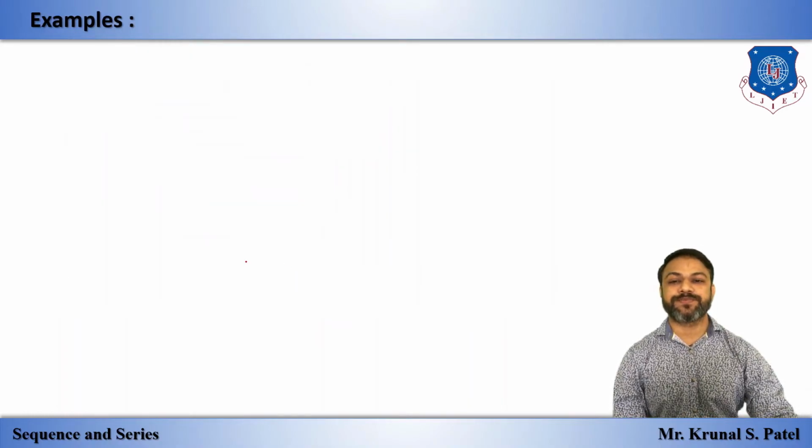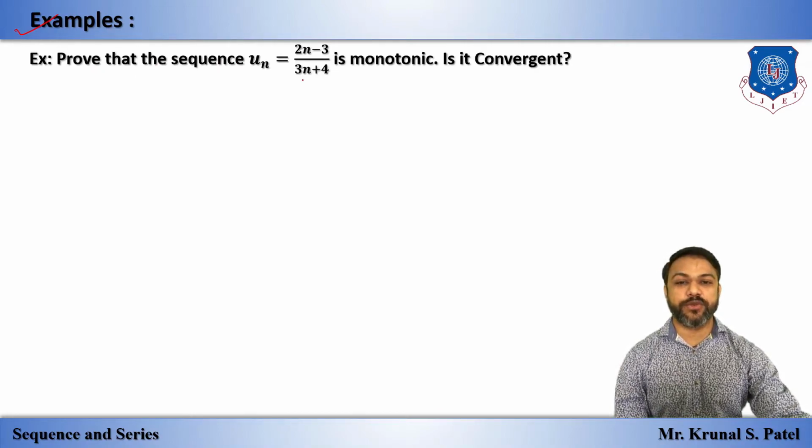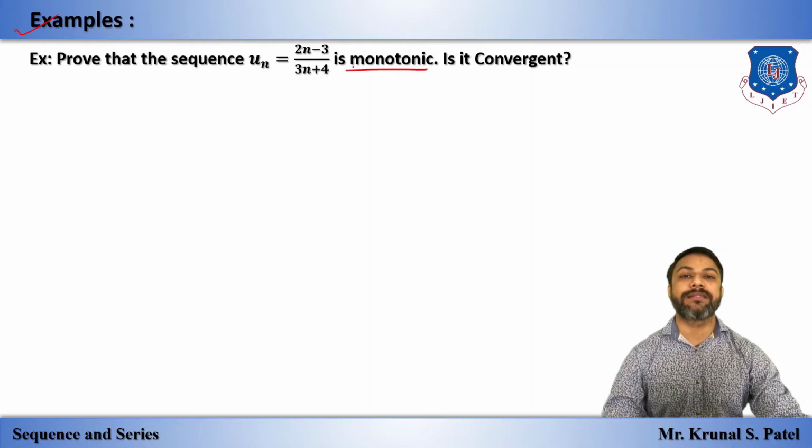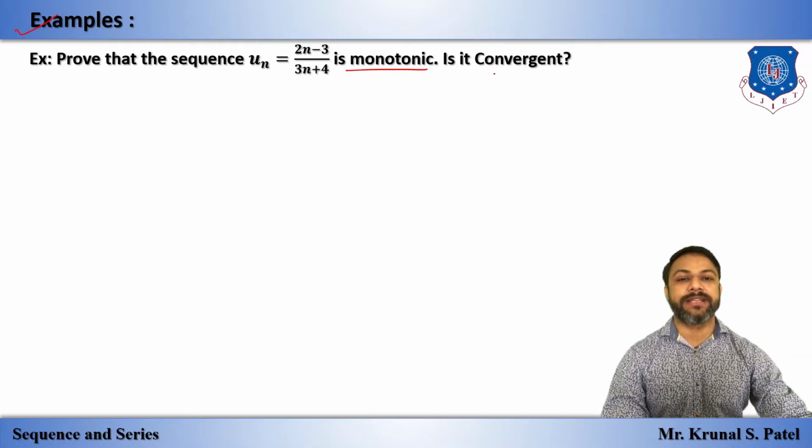Okay, so we have an example based on this topic. Prove that the sequence un is monotonic, that means either increasing or decreasing. And then check whether it is convergent or not, by using the theorem we just saw.